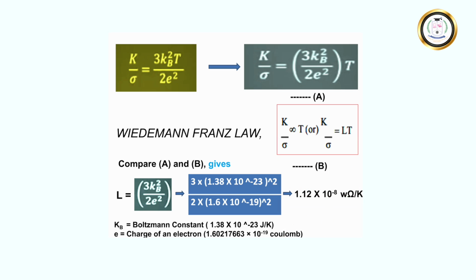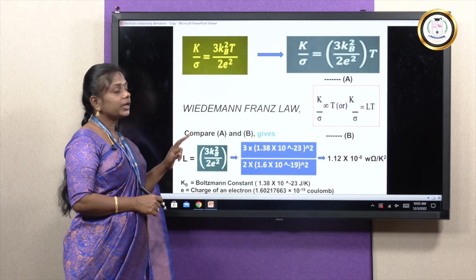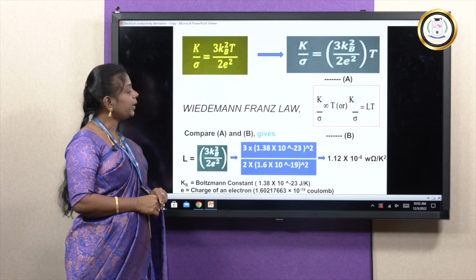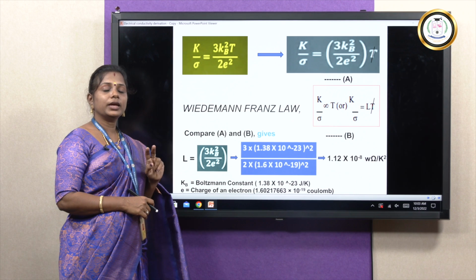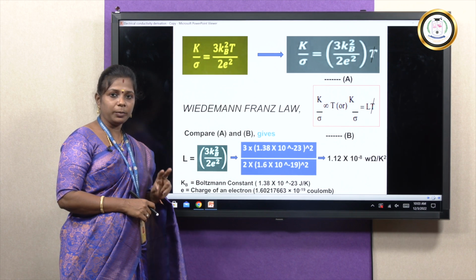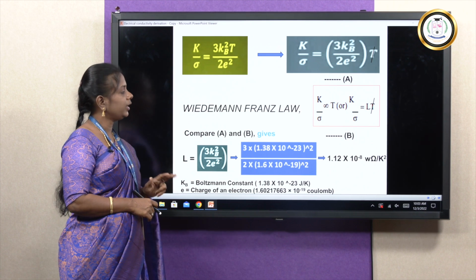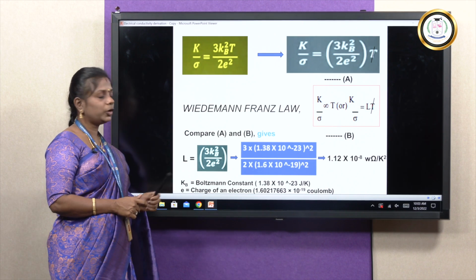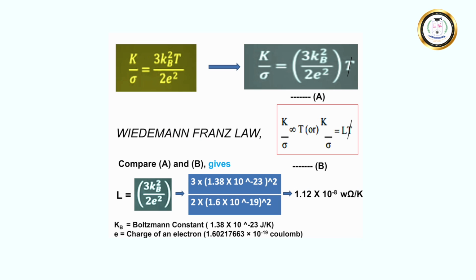Now, we can take the general basic definition, K by sigma is equal to LT. Consider it as equation B. Compare A and B. While comparing A and B, what are we getting? L is equal to 3 Kb square by 2e square. By comparing the classical approach ratio of K by sigma with the Wiedemann-Franz law, we obtained that L is equal to 3 Kb square by 2e square. Kb is the Boltzmann constant.